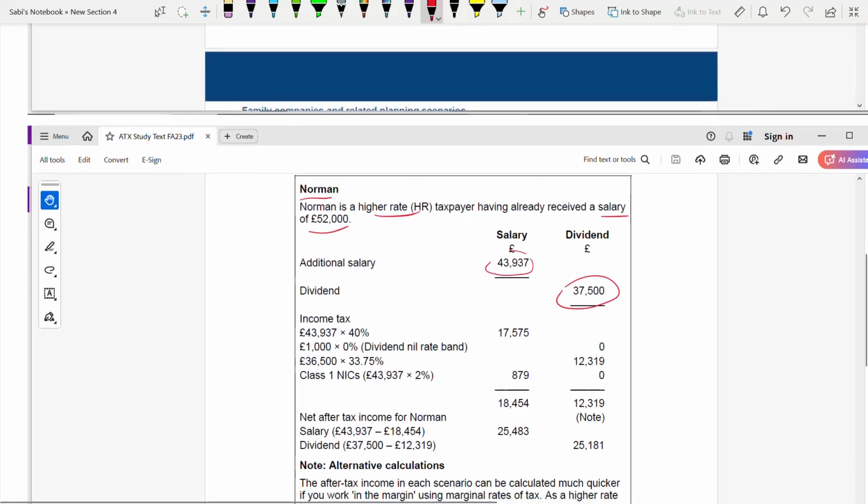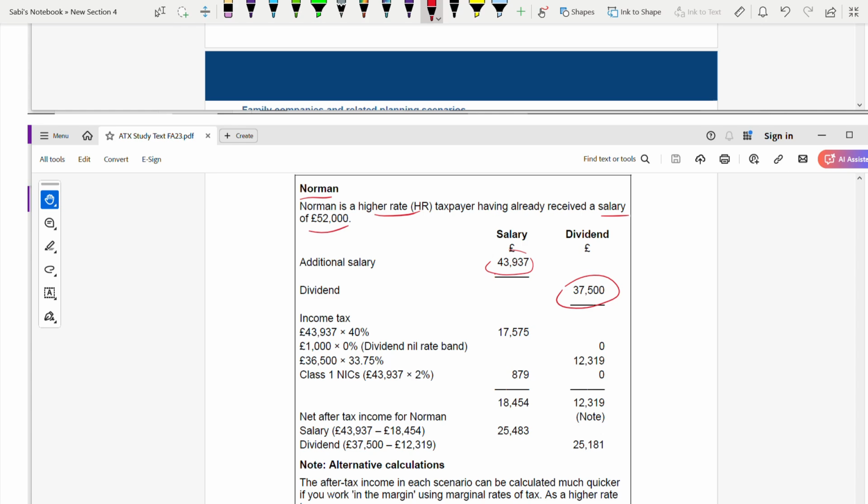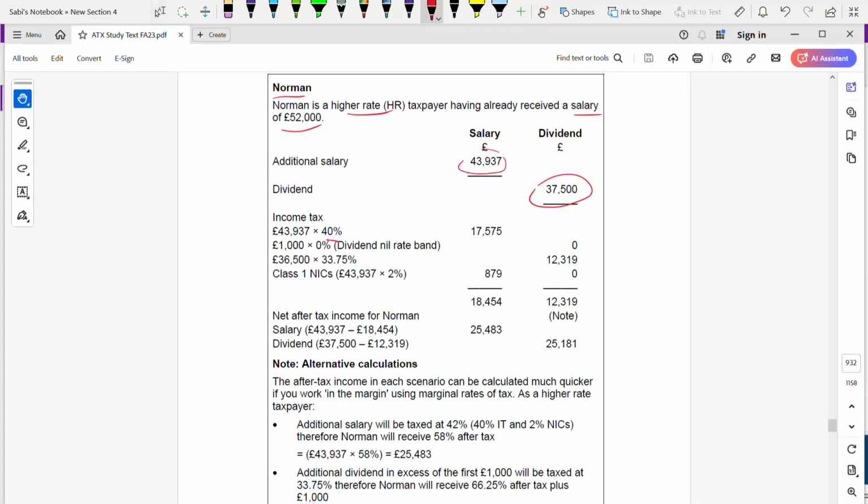Now you have to pay the income tax. Higher rate, so this rate will go at 40%. Out of 37,500, 1,000 and the remaining 36 at higher rate. And you have to pay class 1 NIC at 2%. This is above the basic rate, 2%. So this you have to add with the class 1 NIC when you are doing salary, but no class 1 NIC if it's a dividend. So now you get your net after tax income for normal.